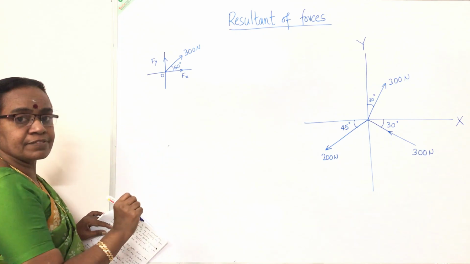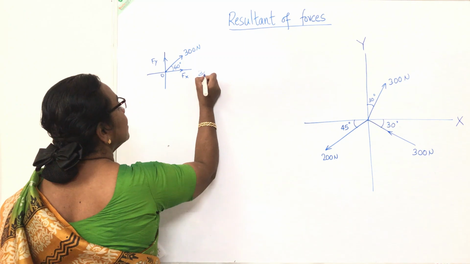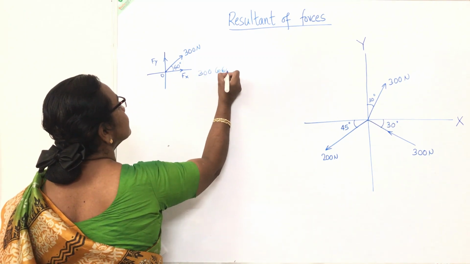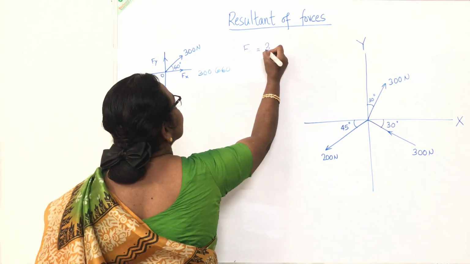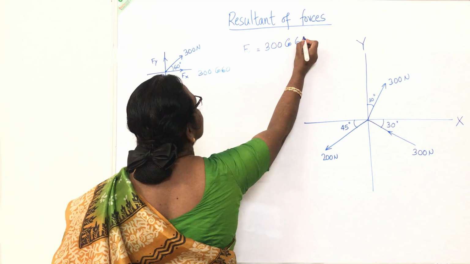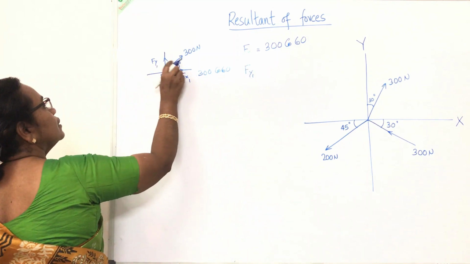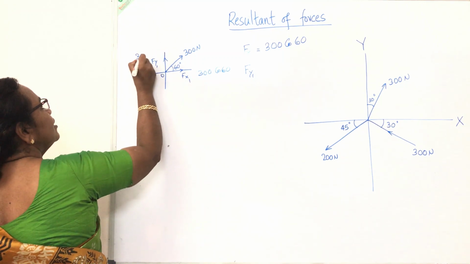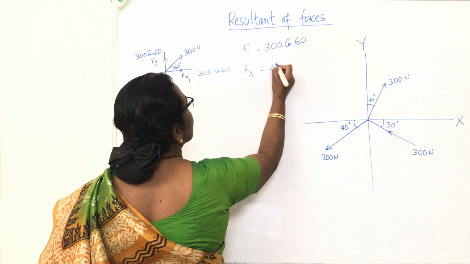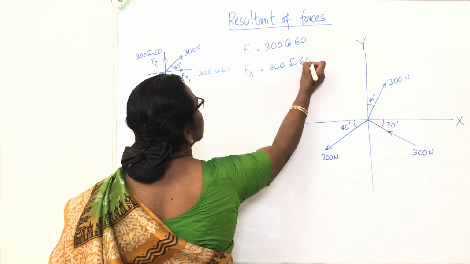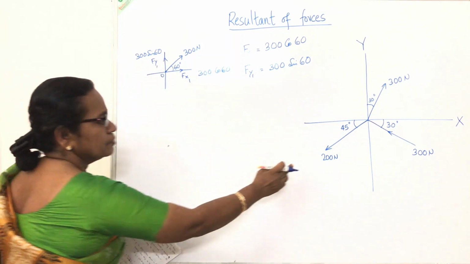What about the value of Fx? This is 60, so it is 300 cos 60. So Fx1 for the first force is 300 cos 60. And Fy for the first force is 300 sin 60. So we have resolved the first force into x and y components. Consider the second force.